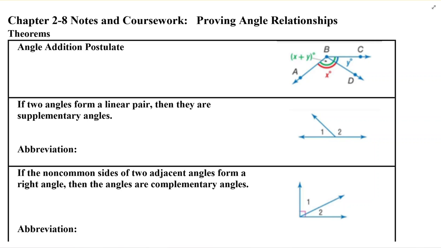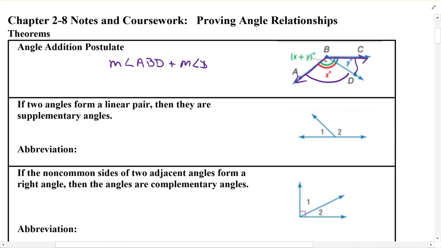Chapter 2.8, Proving Angle Relationships. Just like we had segment addition, we also have angle addition. So looking at this picture here, if I add the measure of angle ABD plus the measure of angle DBC, I would have the measure of angle ABC. So measure of angle ABD plus measure of angle DBC would equal the measure of angle ABC.